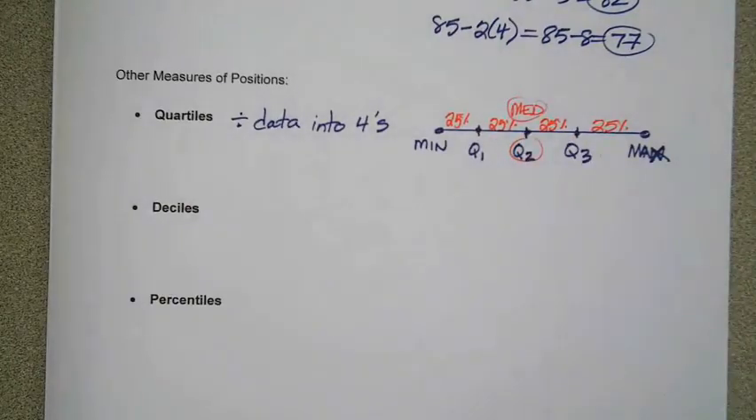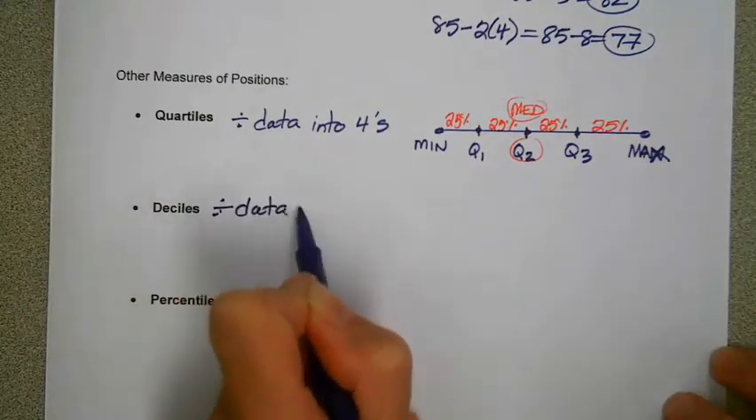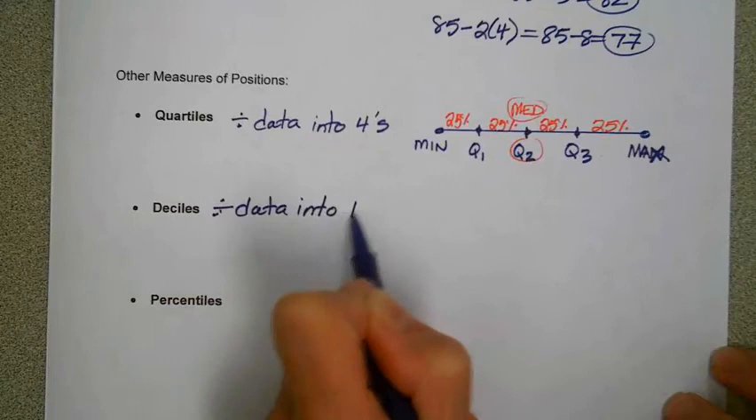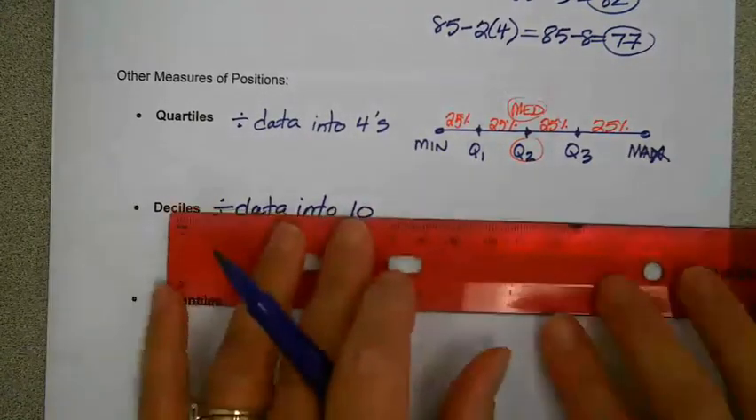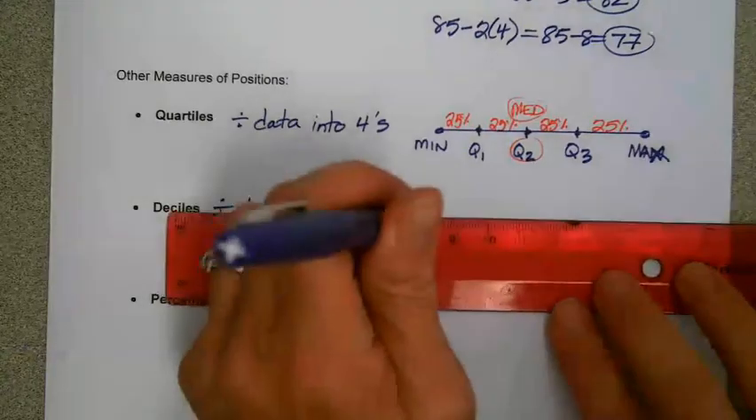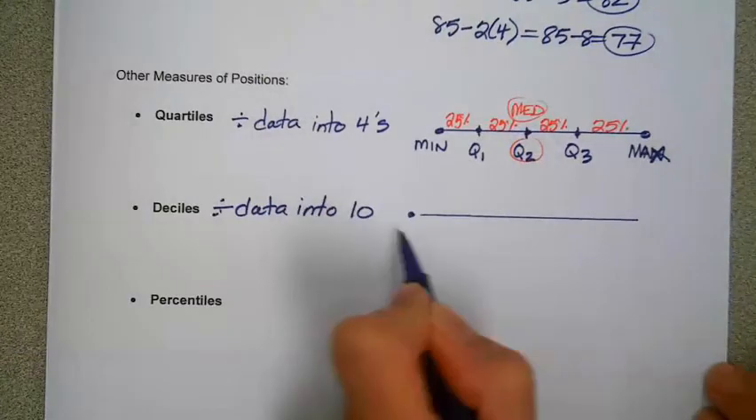And then deciles. If you could guess by the root word there, this would divide data into 10 parts. So these are used a lot of time in educational circles. We talk about maybe reading scores for young children and look at what decile they land in. Might be a place that you would see them.